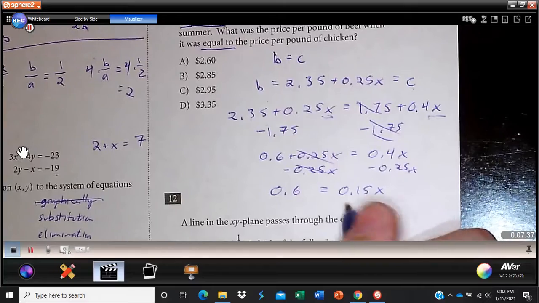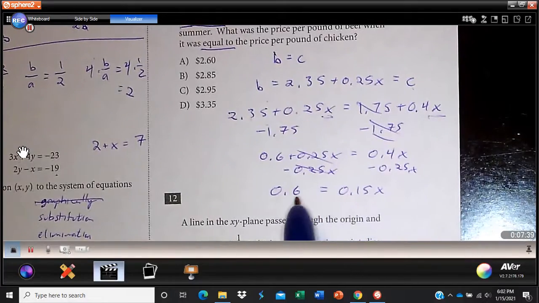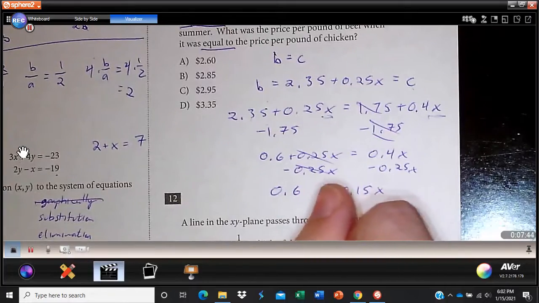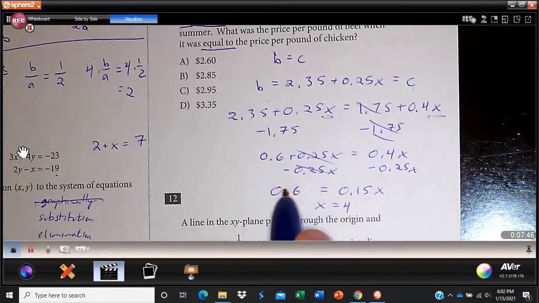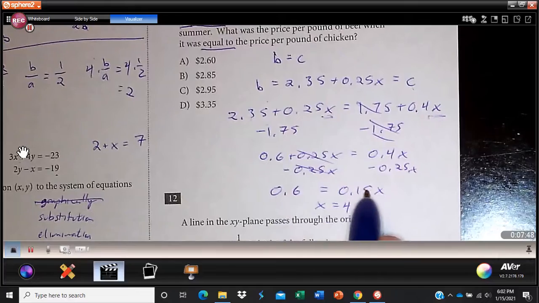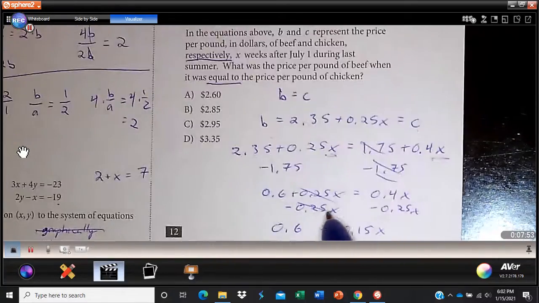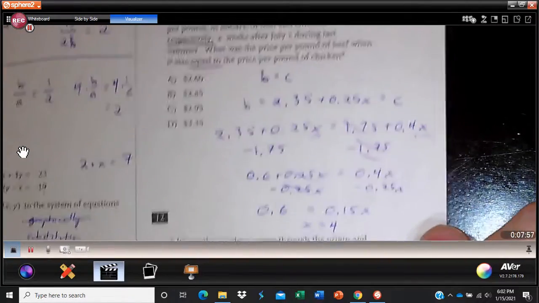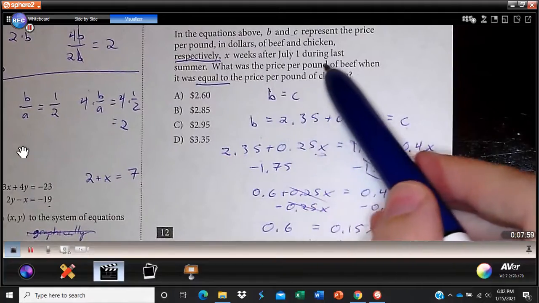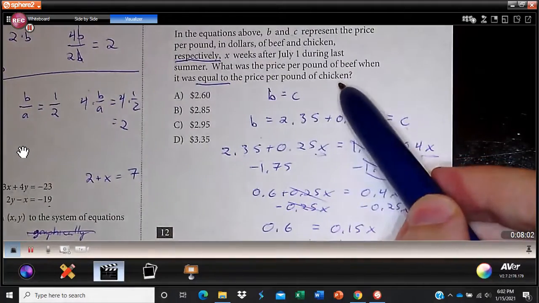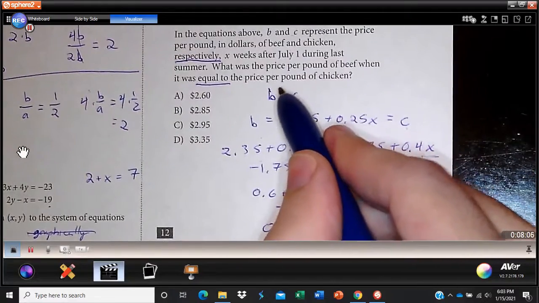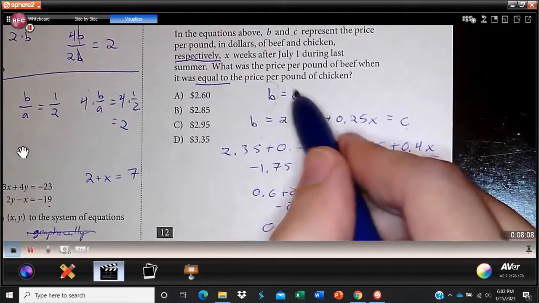And so you might not know this off the top of your head, but if you imagine this to be 60 and this to be 15, then x is 4. And then you just divide both sides by 100, so that doesn't really change the equation though, so x becomes 4. And so x is 4. I look at my answer choices. I notice that none of them are 4, so let me reread the question. What was the price per pound of beef when it was equal to the price per pound of chicken?